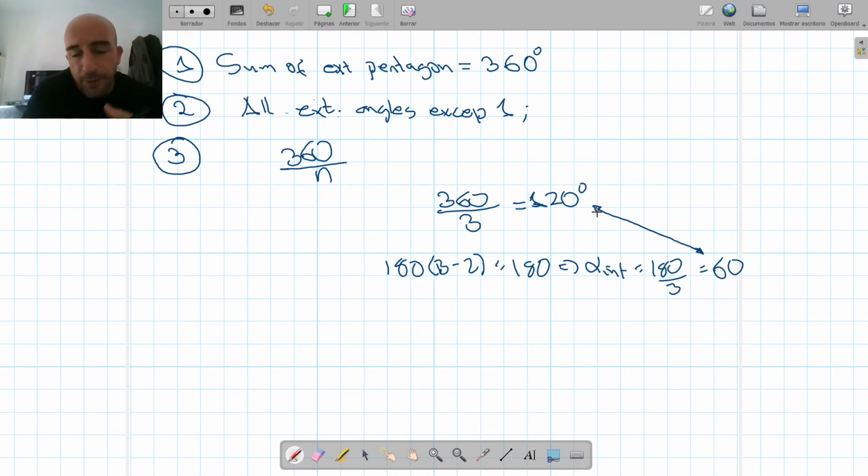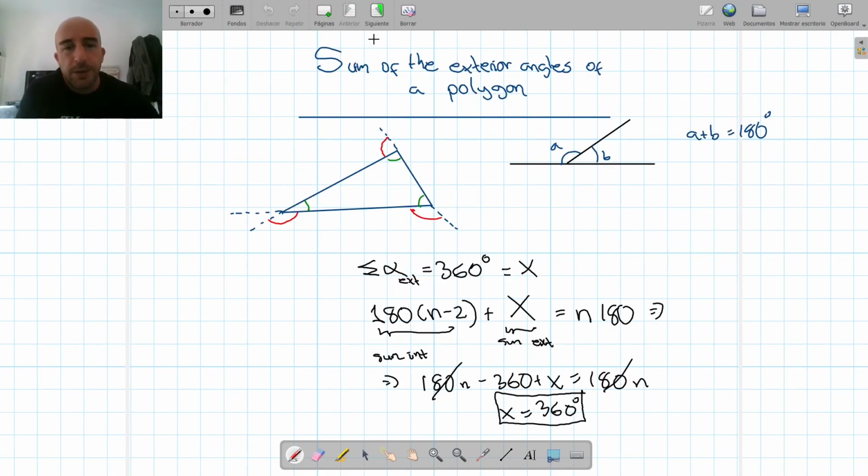We could calculate this for a pentagon, octagon, or whatever, and use the fact that all the angles must be equal. All interior angles must be equal, and all exterior angles too. Okay, so we can combine the rule of the sum of the exterior angles with the sum of the interior angles, or we could just use the rule of the sum of the exterior angles. I hope this helps. Just a quick summary: the sum of the exterior angles of any polygon is 360 degrees.